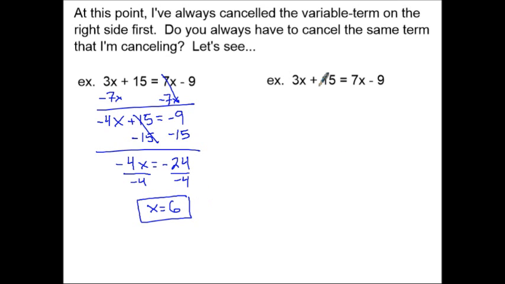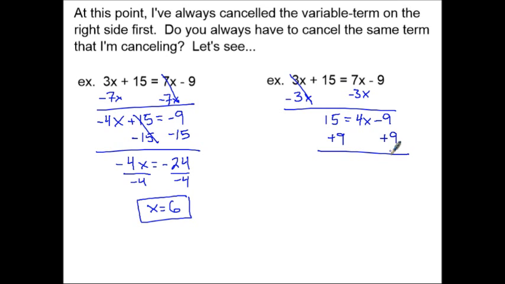Okay, now what if I cancel the variable on the left side first instead of the right side? Well, that means I have to cancel the 3x first. So I'll do that from both sides again, lining up my like terms, letting those cancel, having 15 equals 4x minus 9. It's on the right side now, but we've solved equations like that, so hopefully that's no big deal. Add the 9 to both sides again, one on the left side and one on the right side of the equal sign.